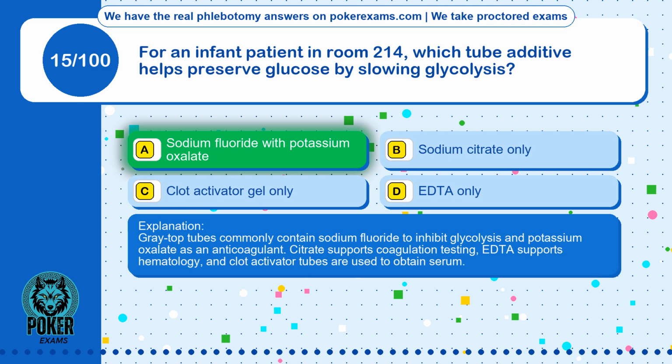Gray top tubes commonly contain sodium fluoride to inhibit glycolysis and potassium oxalate as an anticoagulant. Citrate supports coagulation testing, EDTA supports hematology, and clot activator tubes are used to obtain serum.